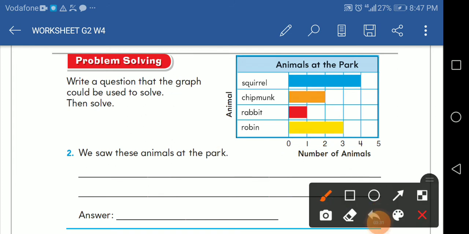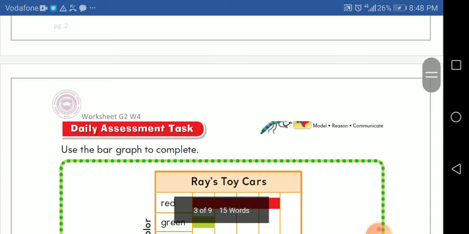Write a question that the graph should be used to solve, then solve. So I can write a question that the graph can be used to solve. We saw these animals at the park. Okay, can we have a question? Yeah. What's the number of rabbits? So the answer will be one rabbit. What's the number of the chipmunk? The number of the chipmunk here is two. Two chipmunks. Okay. So it's very easy to make a question.